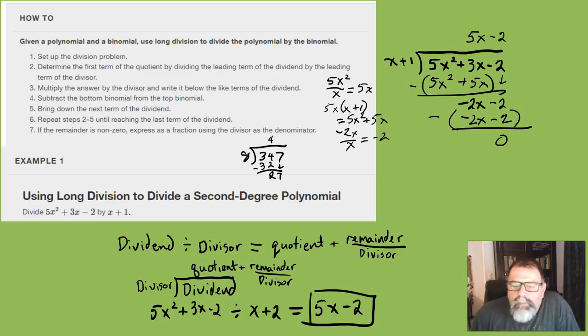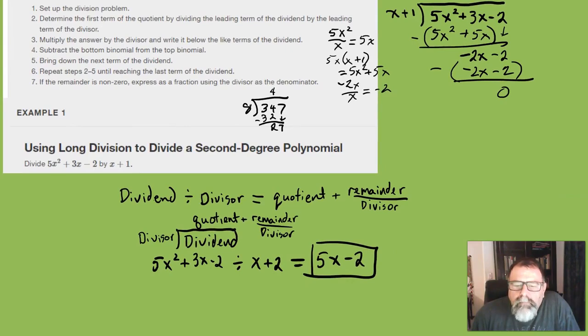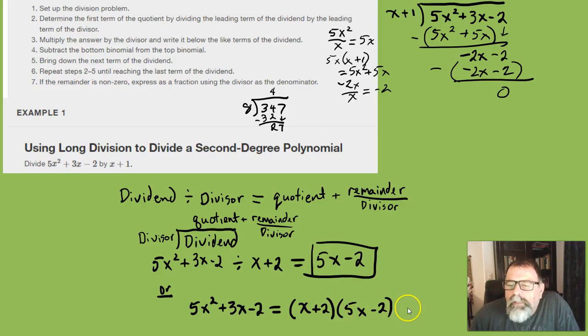So on this one, we can also say, using the division algorithm, 5x squared plus 3x minus 2 is equal to the divisor, which was x plus 2, times the quotient, 5x minus 2, plus the remainder, which was 0, but I'm not going to write that. Okay? So you can do it either way, and if you want to check your work using the division algorithm, you just multiply these two and verify that you end up with 5x squared plus 3x minus 2, which you do.